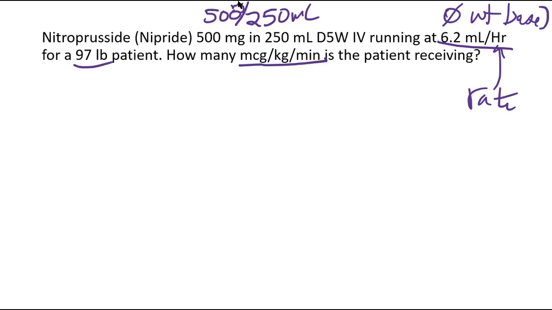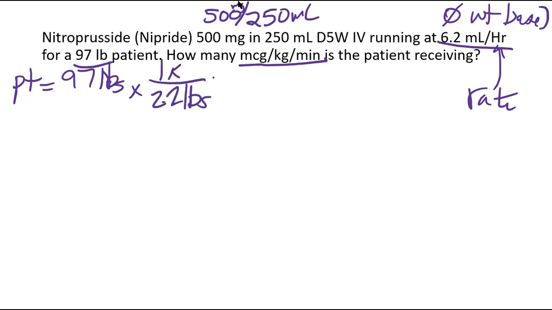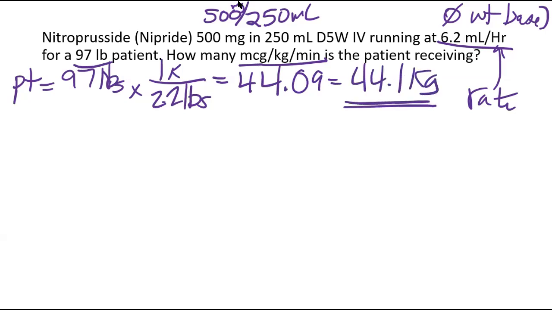We're looking at the answer. How many micrograms per kilogram per minute is this patient receiving? So we do need to care about this. 97 pounds. So we start with the patient. Let's get all our pieces together. The patient is equal to 97 pounds times 1 kilogram underneath 2.2 pounds, which is going to be 97 divided by 2.2. Okay, 97 divided by 2.2, which is 44.09090909 forever and ever, which is going to be 44.1 kilograms. That's how much they weigh.